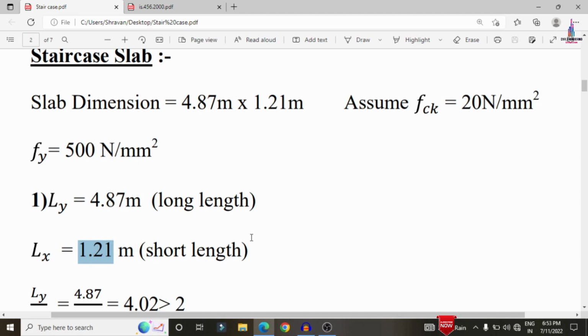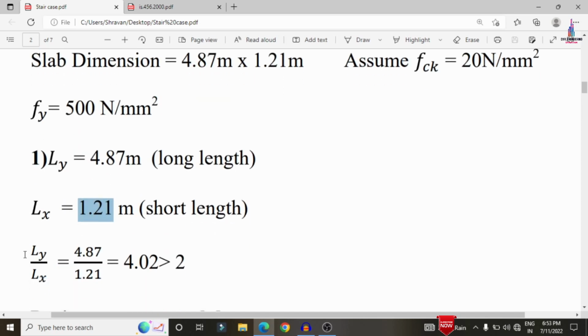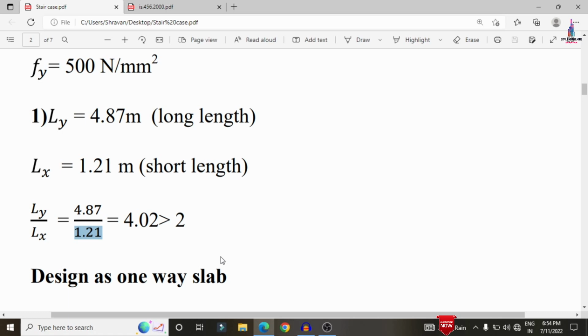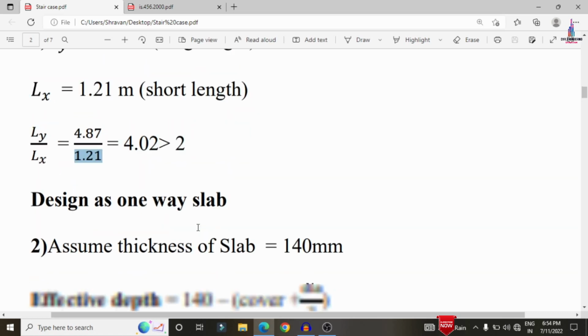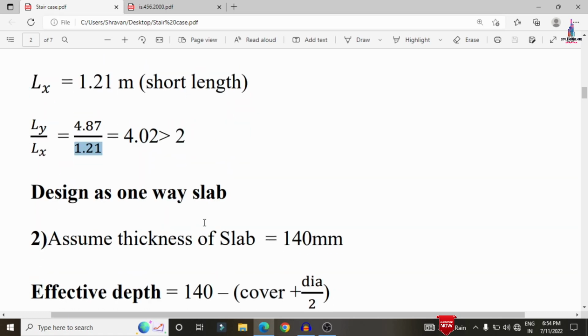First step is to calculate the ratio of the length of the long span to the length of the short span. So length of the long span divided by length of the short span equals 4.87 divided by 1.21, which equals 4.02, which is greater than 2. If the ratio of L long to L short is less than 2, we consider it as a two-way slab section. But here it is greater than 2, so we have to consider the one-way slab design section.